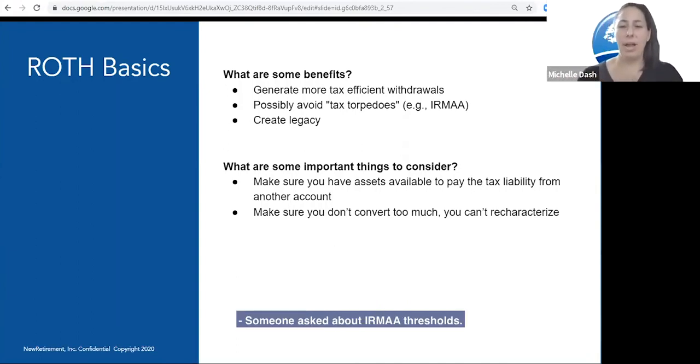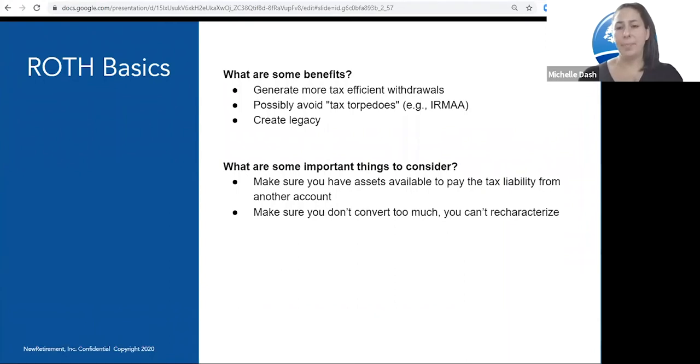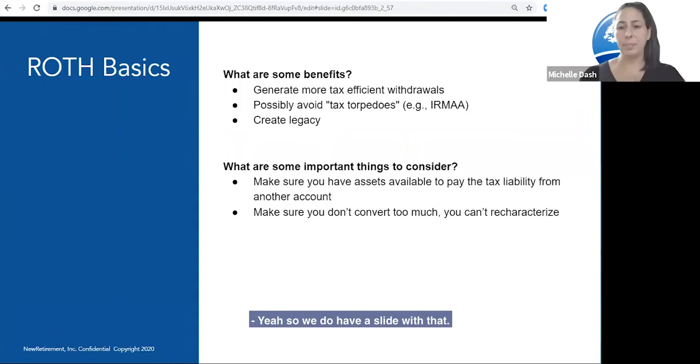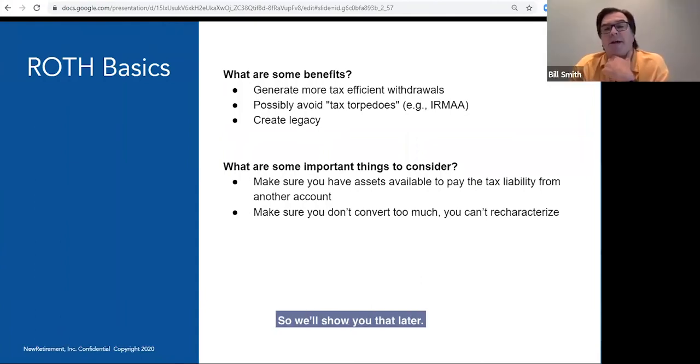Someone asked about IRMAA thresholds. Yes, we have a chart for that a little bit later. We do have a slide with that. So we'll show you that later.